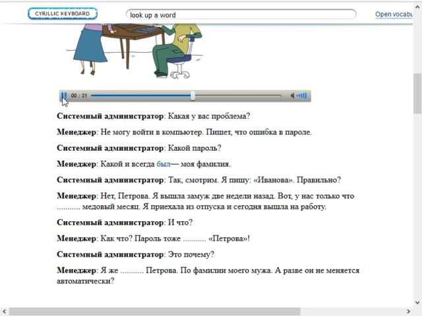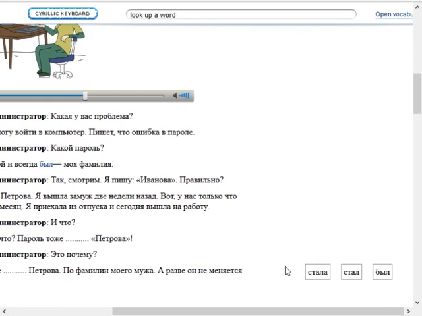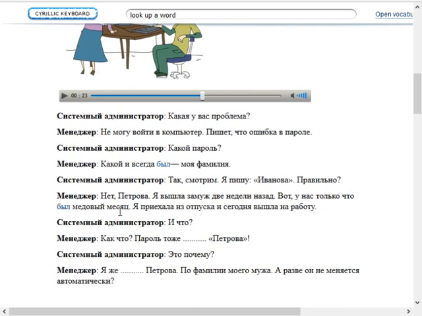Oi. Вот, у нас только что был медовый месяц. And we just had our медовый месяц. I actually don't know what медовый means, but месяц means month, and медовый месяц is basically honeymoon. I guess it doesn't literally last a month, because if she only got married 2 weeks ago, then obviously the honeymoon lasted 2 weeks instead of a month. Я приехала из отпуска и сегодня вышла на работу. I came from vacation and today went to work.